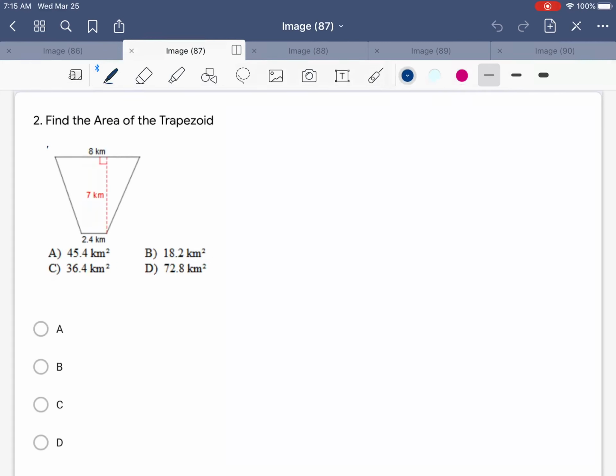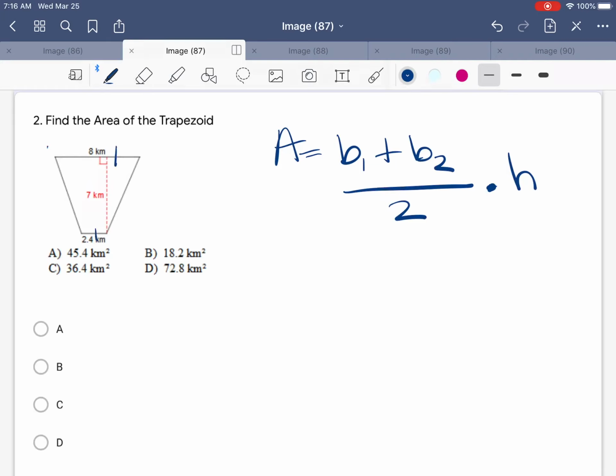Okay, number 2. Again, let's remember the formula for a trapezoid. Area equals base 1 plus base 2 divided by 2, times the height. My bases are both of the straight edges. It really doesn't matter which one I call base 1 and base 2, because when I add them together, I can do it either way. So we'll just call this one base 1, this one base 2.